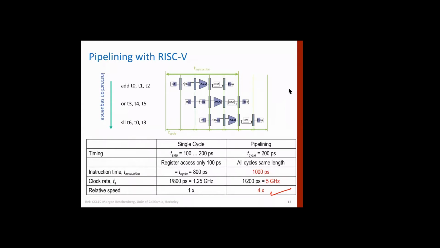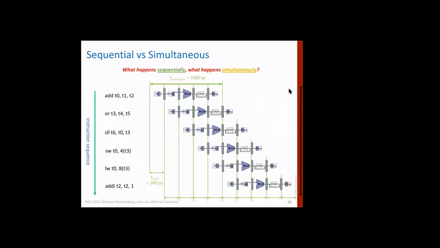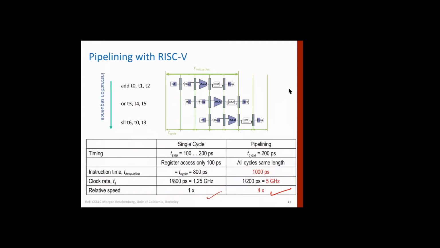So you can go through how we achieve this, a very simple calculation. Basically in single cycle each instruction is completed in 800 picoseconds, while in the pipeline design each instruction is completed in 200 picoseconds. So ultimately what you get is a 4 times speedup.